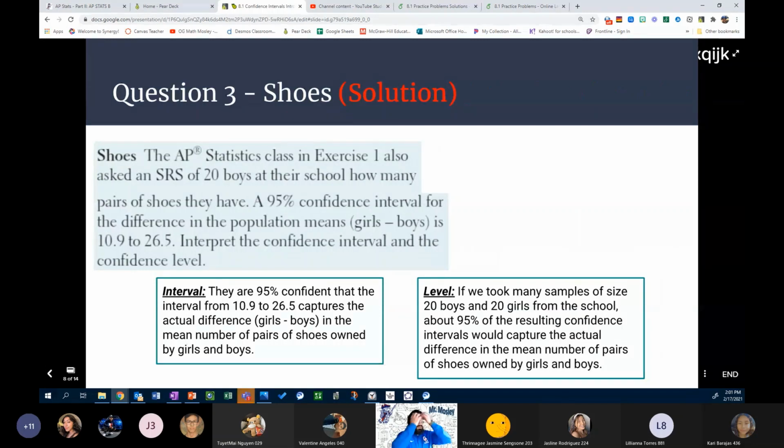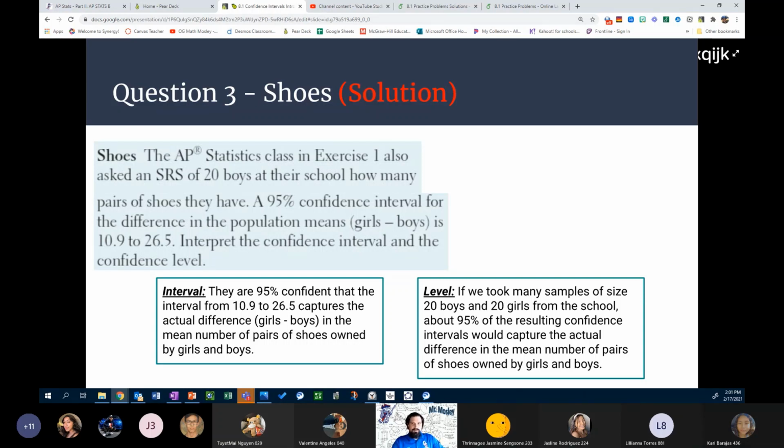All right, so for the interval, they are 95% confident that the interval from 10.9 to 26.5 captures the actual difference, girls minus boys, in the mean number of pairs of shoes owned by girls and boys.